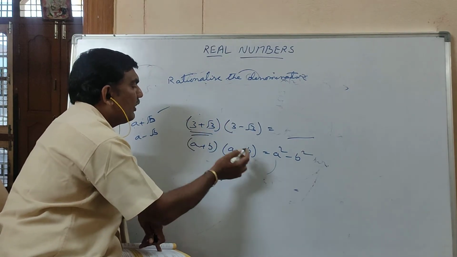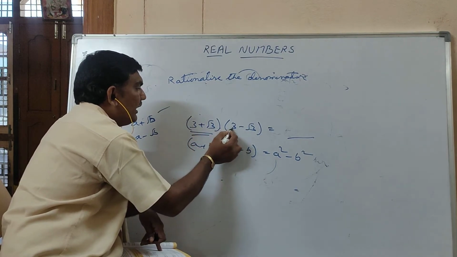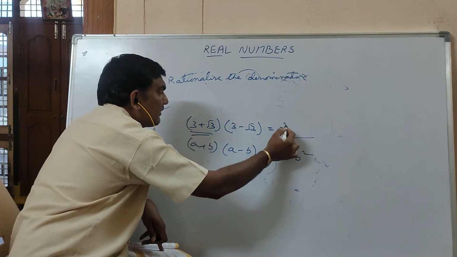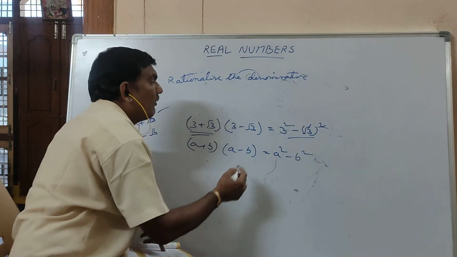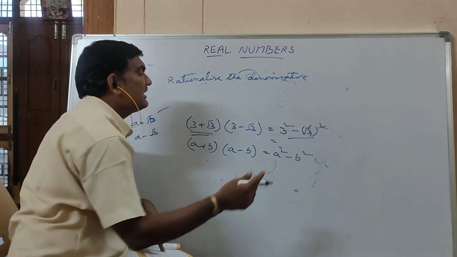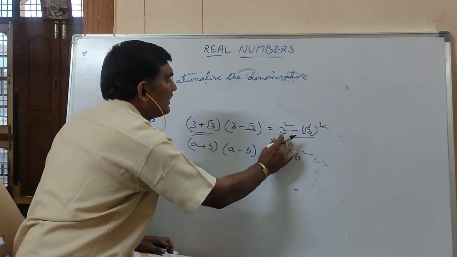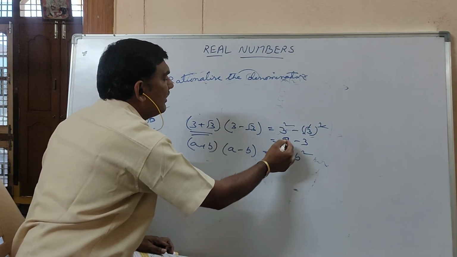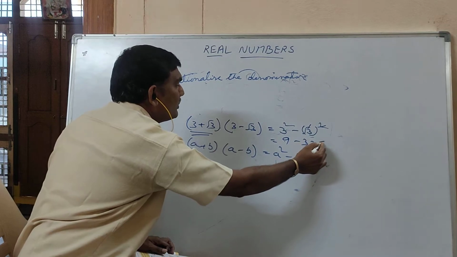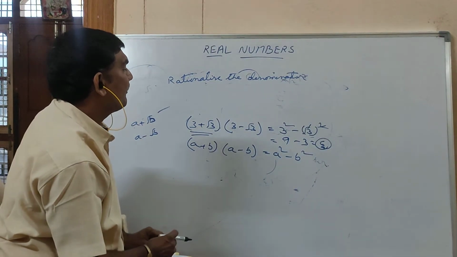If you multiply, you are getting a square minus b square. A plus b into a minus b is a square minus b square. What is 3 square? Don't say 6. 3 square, a into a. 3 square is what? 3 into 3. How much here? 9. Minus 3. From 9, if you subtract 3, how much are you getting? 6. What is 6? A rational number.